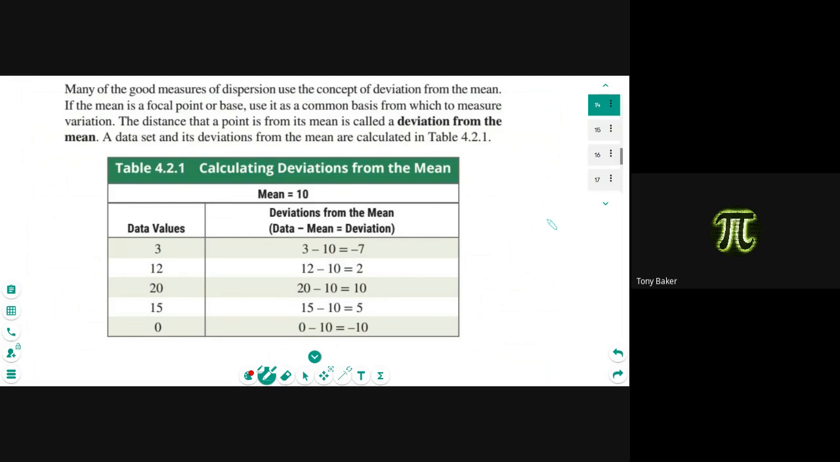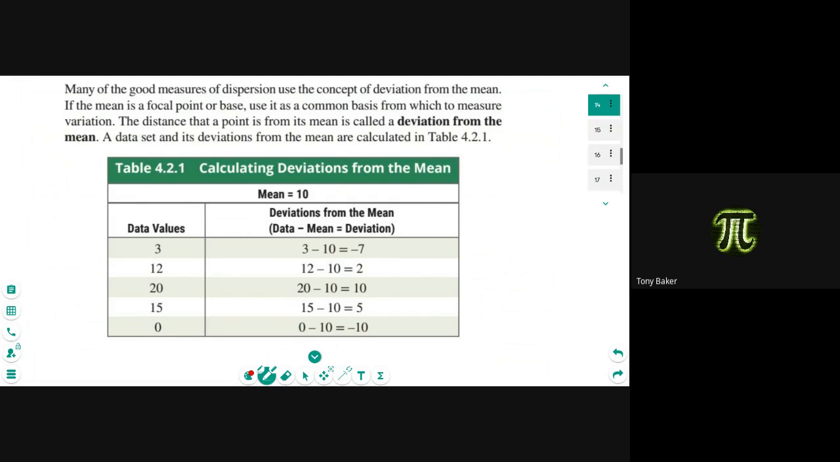So dispersion is going to tell me how far I'm deviating, or how spread out the information is. One way we can do that is looking at how far away from the mean each data point is. In this case, they're looking at deviations from the mean. They're just subtracting the mean from each of the points. So that 3 is -7 away from the mean of 10. That 12 is 2 away from the mean. Does that make sense?